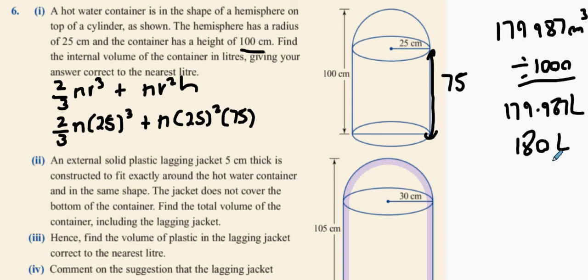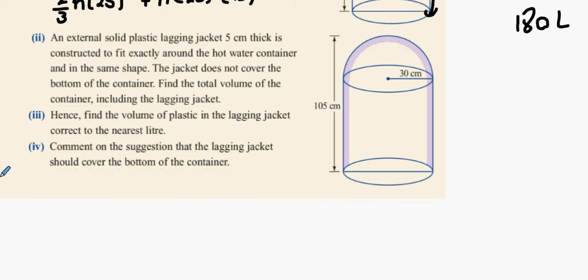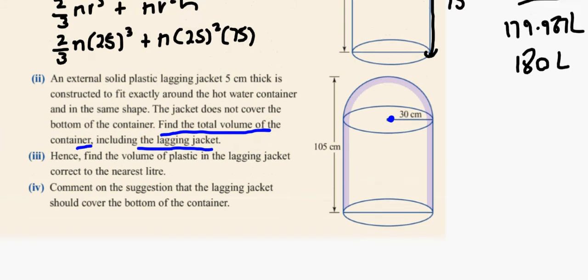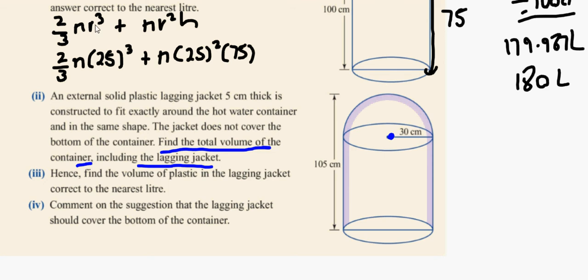Everybody cool? Alright. A lagging jacket is put on the outside. Now what's the effect of the lagging jacket? The effect of the lagging jacket is what, guys? Find the total volume of the container including the lagging jacket. It's exactly the same formula we used up here, except what's the difference?